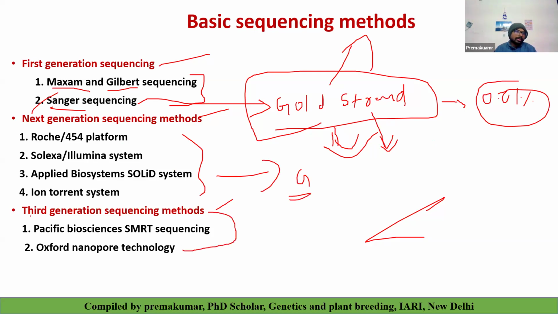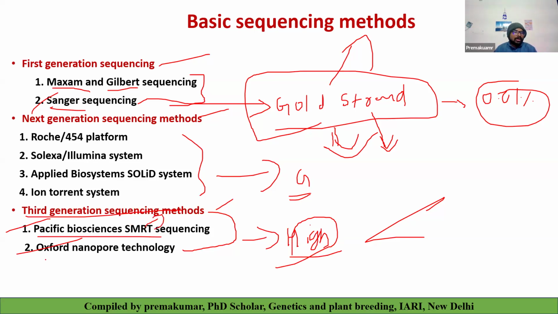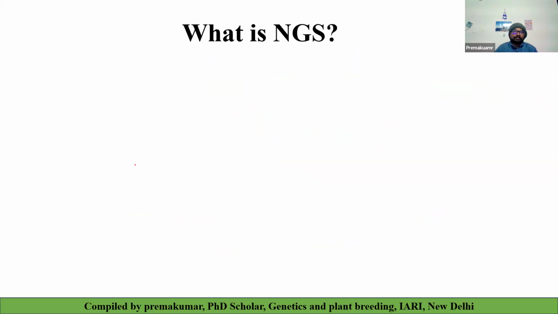And third generation sequencing, especially, is famous for having high read length. We will discuss what read length is. Because of high read length, they are famous, like Pacific Biosciences single molecule real time sequencing, or Oxford Nanopore technology. We will discuss one by one.